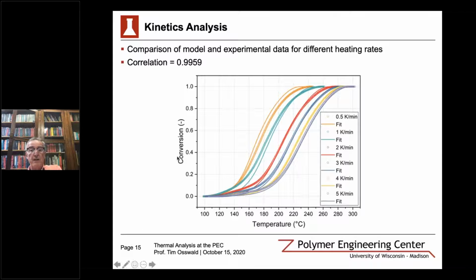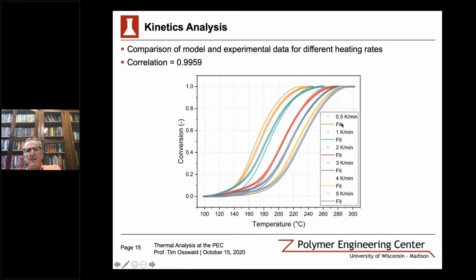If we plot the conversion as a function of temperature for the different tests, now this is the integral of the curves that I showed you earlier. So earlier I showed you the reaction rate, or actually the heat rate, but the heat rate is proportional to the reaction rate. If we integrate the reaction rate, we get conversion, which goes from 0 to 1, and we go from 0.5 degrees Kelvin per minute all the way to 5 degrees Kelvin per minute.